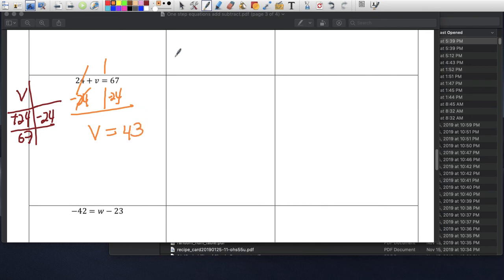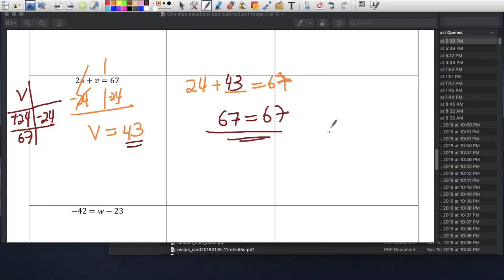Let's see if that's correct. My original equation is 24 plus something equals 67, right? And we found out the value of that something. The value of that something is here, it's 43. Is it true? Well, 24 plus 43, 4 plus 3 is 7, and then 2 and 4 is 6, so 67. Look at that. Now you can write all that. Again, in this case, I did the inverse operation of addition, which is subtraction, which means I subtracted 24 from each side. And that got me to isolate my variable, right? My variable got to be all by itself, and I found the value of v, which was 43.